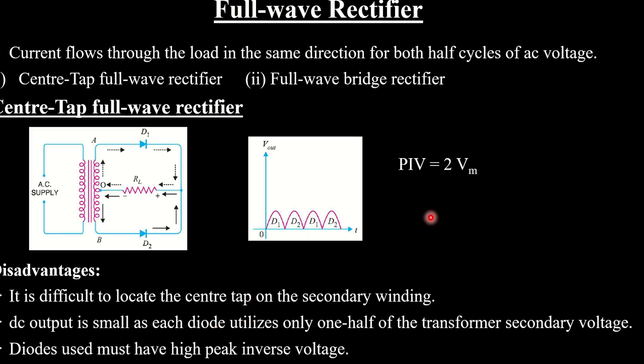And I told you the peak inverse voltage is twice this voltage. Whatever voltage appears across the secondary of the transformer appears as the peak inverse voltage across the diodes. So the diodes used must have a high peak inverse voltage compared to the other rectifier, that is the full wave bridge rectifier, which we are going to discuss.